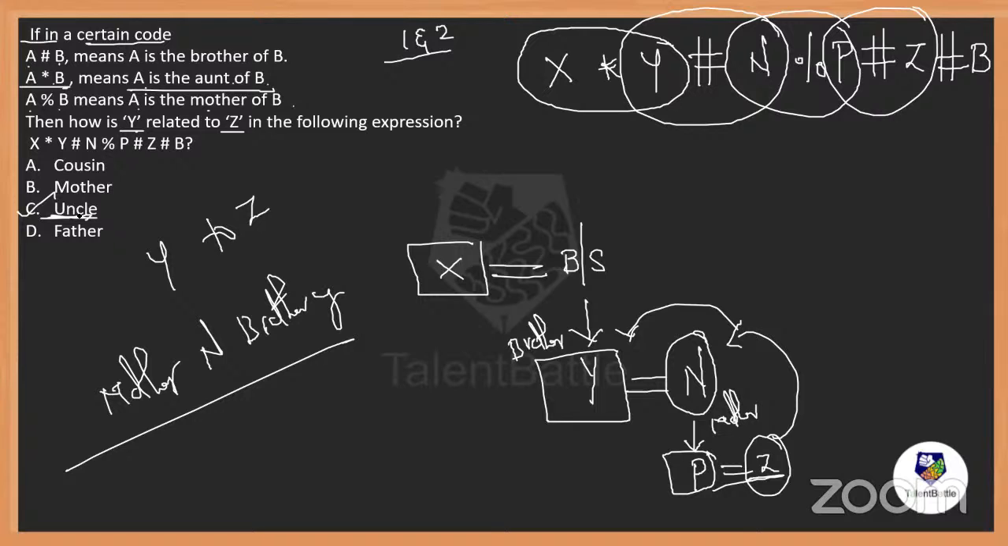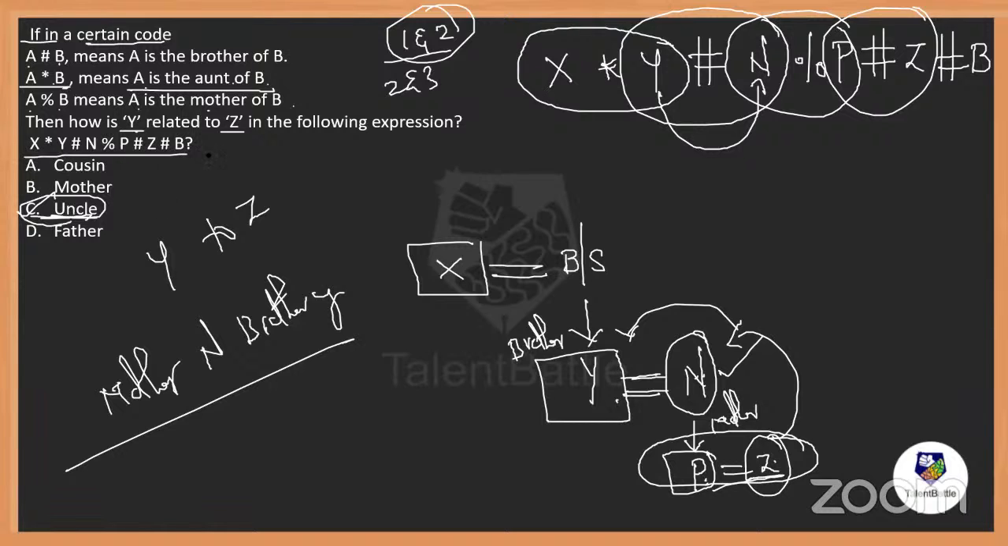Yes, perfect. Uncle. So you should always take the first and second term, then the second and third. Like this, you need to connect the family. Y is the brother of N. N is the mother of P. P is the brother of Z. So for these two people, the mother will be N. So Z's mother's brother is the uncle. Option C. This is also one of the most asked models. They give symbol-based questions in blood relations.